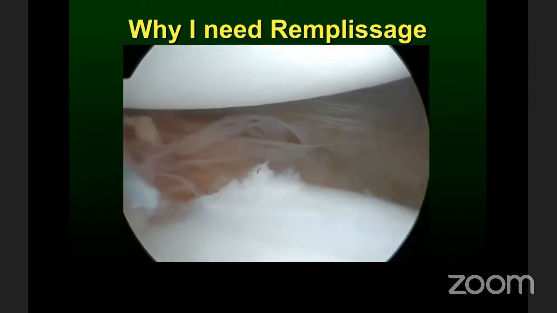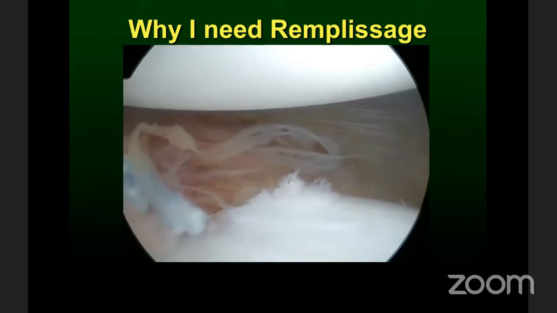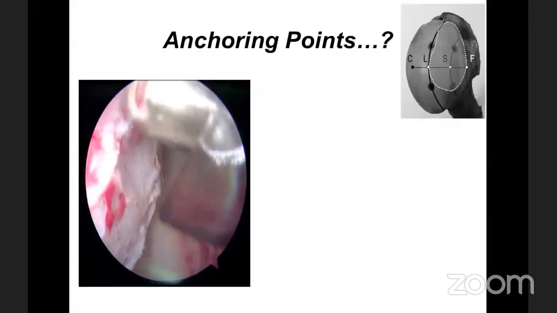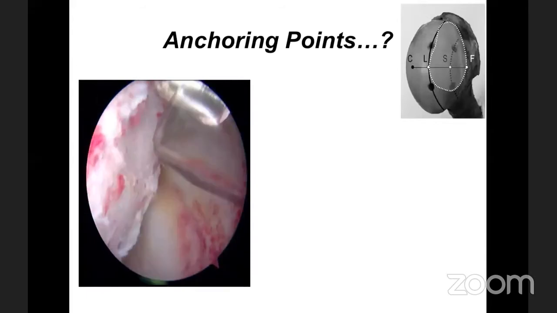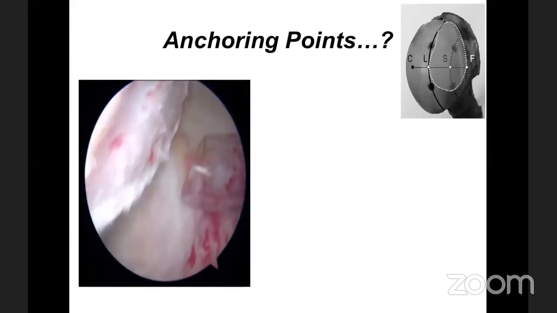It centralizes the head onto the glenoid. That is very important for perfect functioning of the rotator cuff, the supraspinatus tendon. Unless you have the glenohumeral joint articulated on the center of rotation, you cannot get a stable joint. There have been many concepts about anchoring point, and this led to varied results of ramplissage. If you see the literature, it is completely divided. Some say it is good, some say it is bad. It all depends on where you're going to put your anchors.